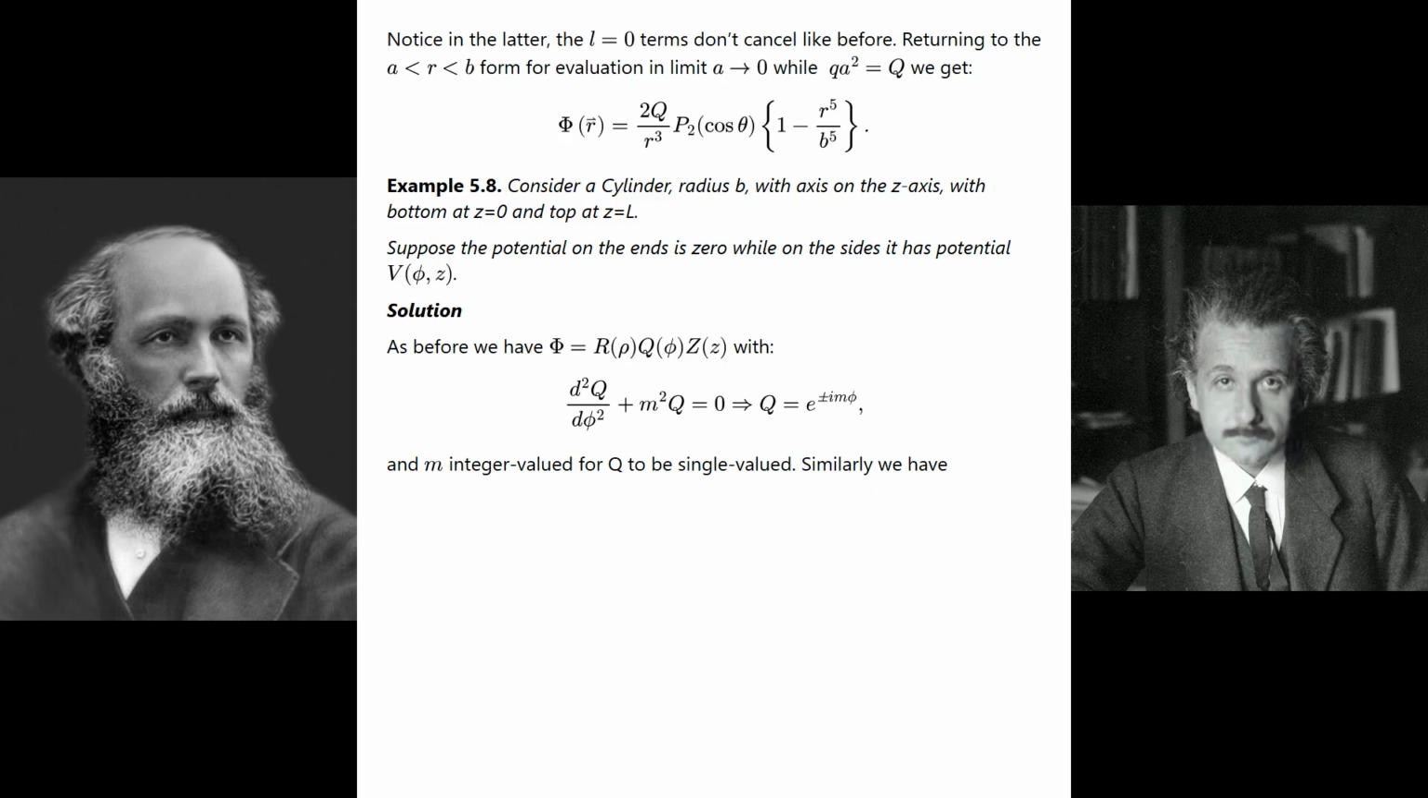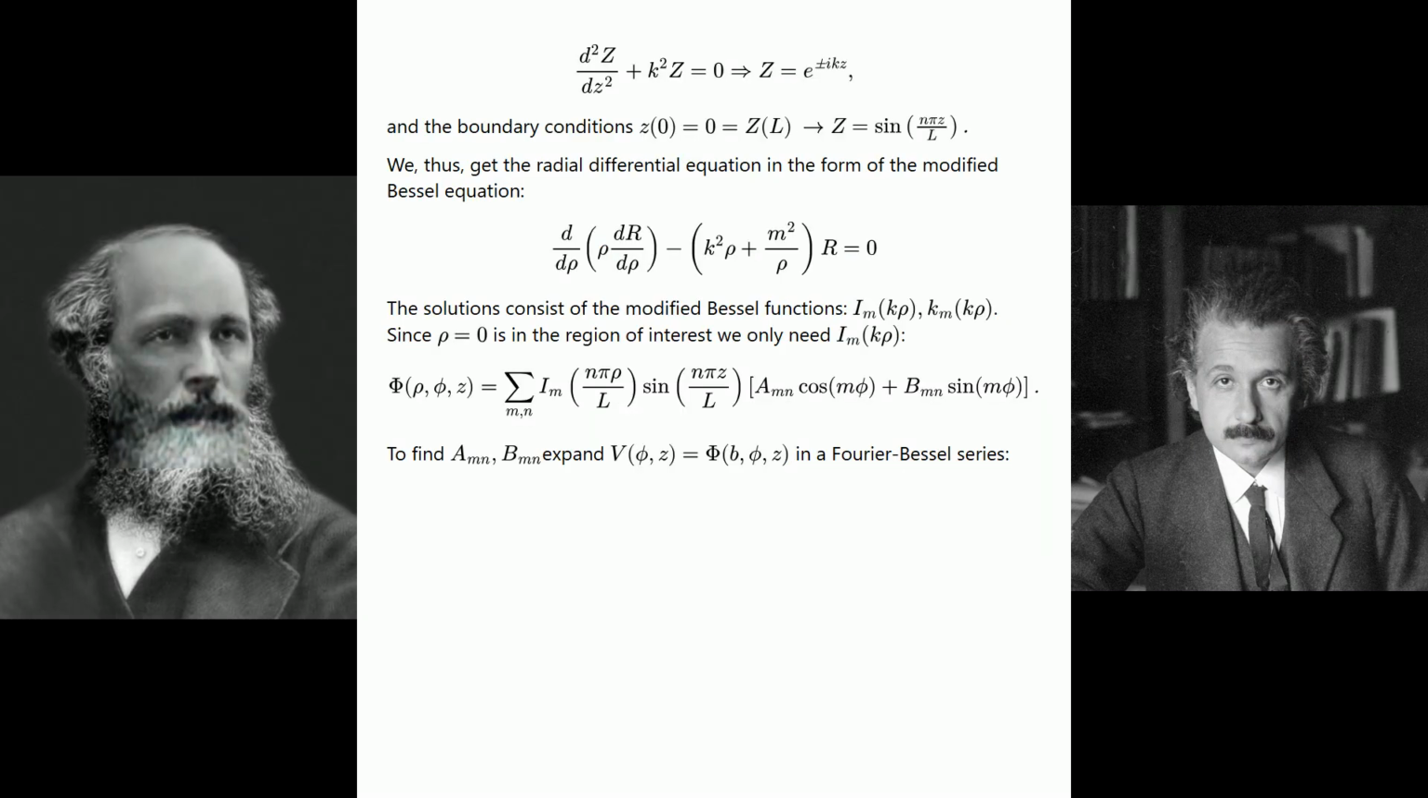Example 5.8. Consider a cylinder, radius b, with axis on the z-axis, with bottom at z equals 0 and top at z equals L. Suppose the potential on the ends is 0 while on the sides it has potential V of phi, z. Solution. As before, we have Phi equals R of rho Q of phi Z of z with, see the equation. An m integer value for Q to be single valued. Similarly, we have, see the equation shown. And the boundary conditions Z of 0 equals Z of L equals 0 give Z equals the sine of n pi z over L.